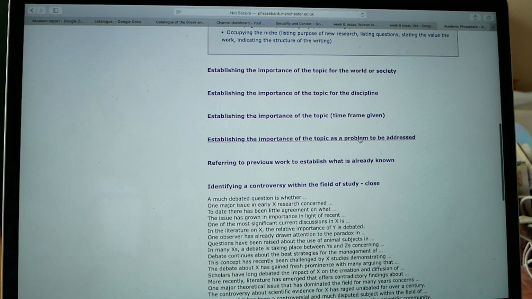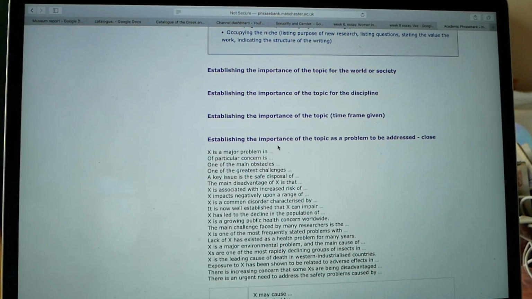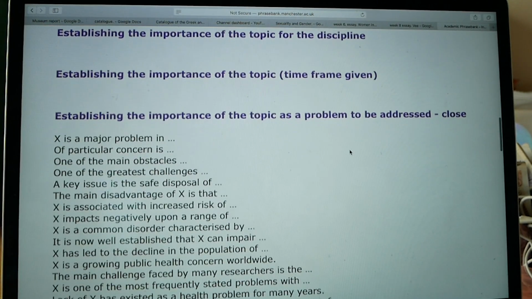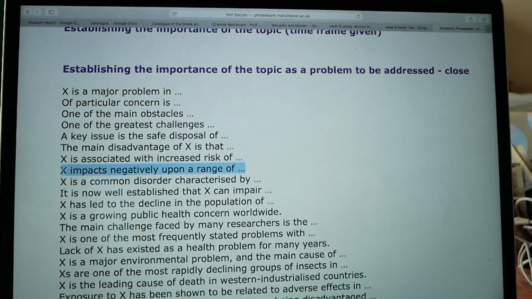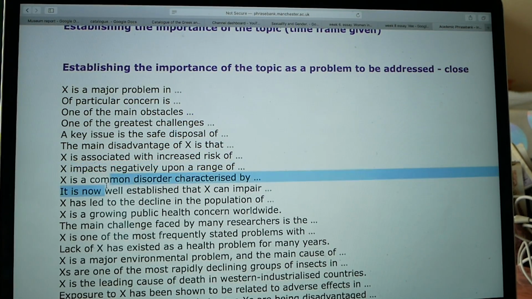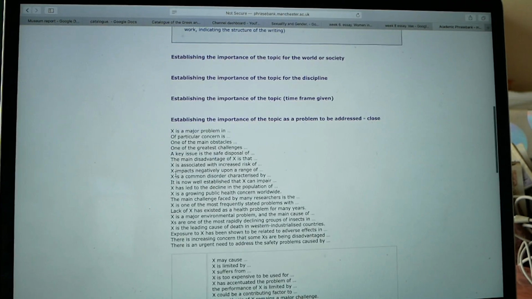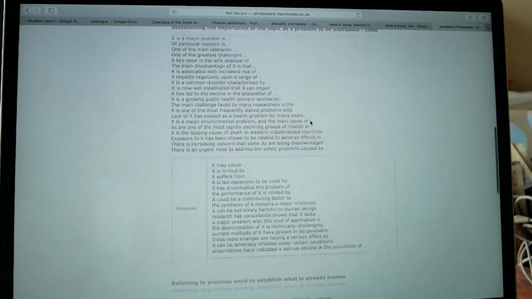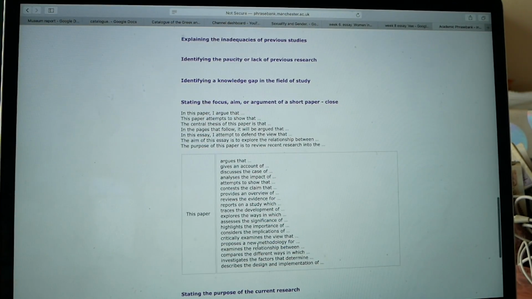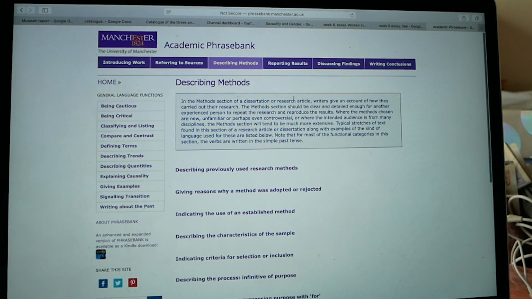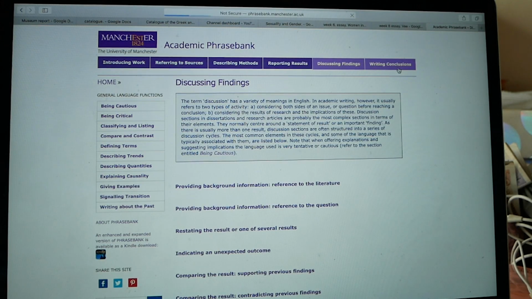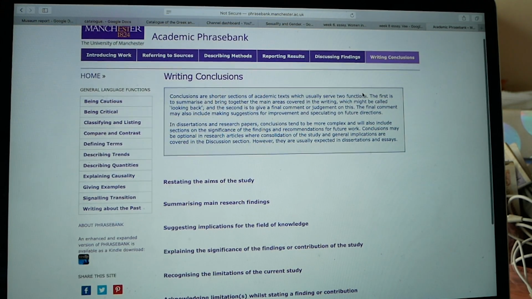So for me, look, I'd be using this: establishing the importance of a topic as a problem to be addressed. I would start with something like, "X is a major problem in..." or "X impacts negatively upon a range of...", and it just gives you various options. It just makes your work sound a lot neater, concise, put together. Describing methods, reporting results, discussing findings, writing conclusions, it also helps with that.